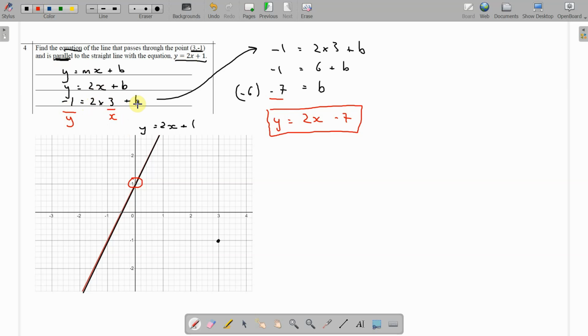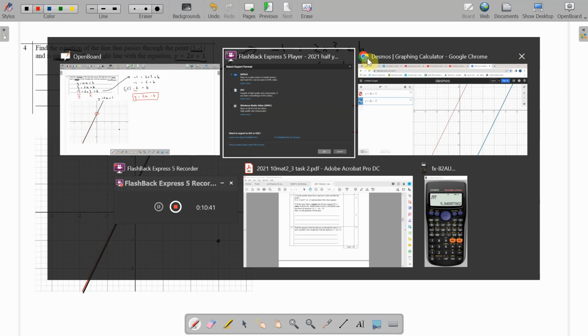So negative 1 equals 2 times x, 2 times 3. Now plus b is still not known, so I just moved that over here. The y value is negative 1 from our point, equals 2 times 3, x value from our point, plus our unknown b. And then I simplified it to move the numbers over to the left and the b on the right. We found that the b is negative 7, and that's the point where the line crosses the y-axis.